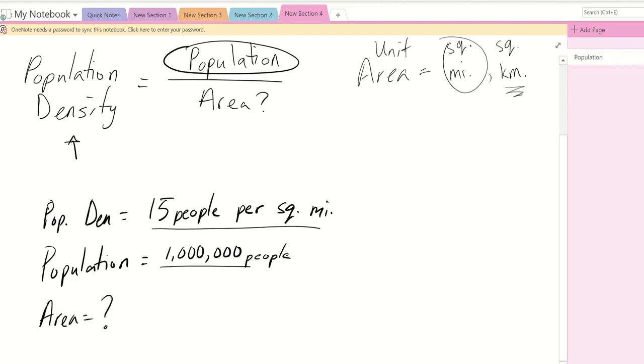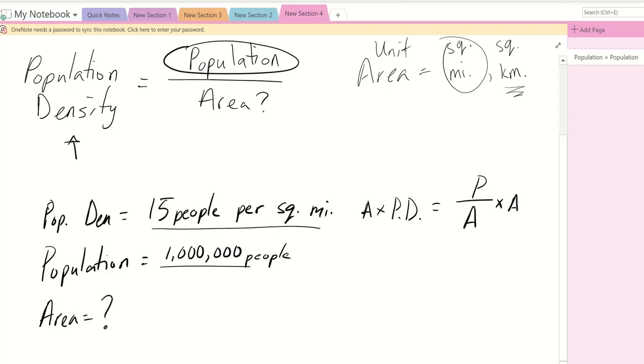So now to find that, we would look at this formula again. PD, population density, is equal to P over A. P we know, PD we know, A is what we're trying to figure out. So let's work this around so we get A by itself. Whenever a variable, in this case A because that's our unknown, is a denominator, to move it to the numerator, to move it up, what we do is multiply both sides by A.